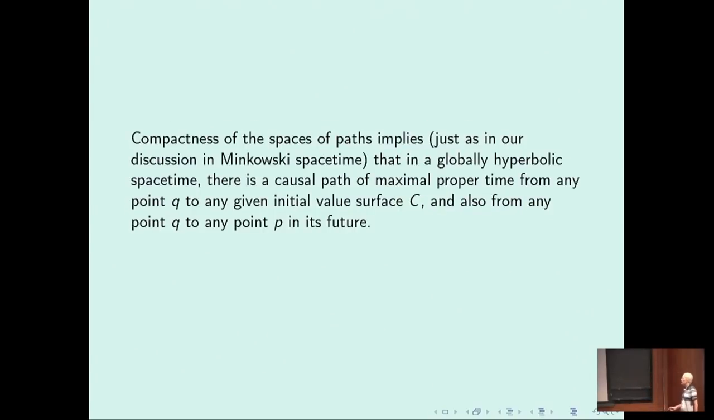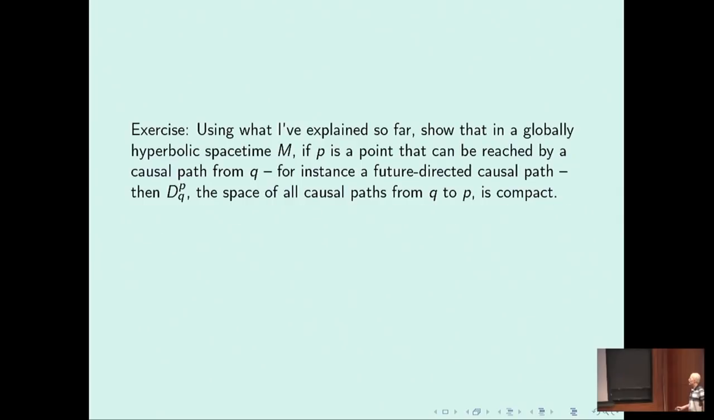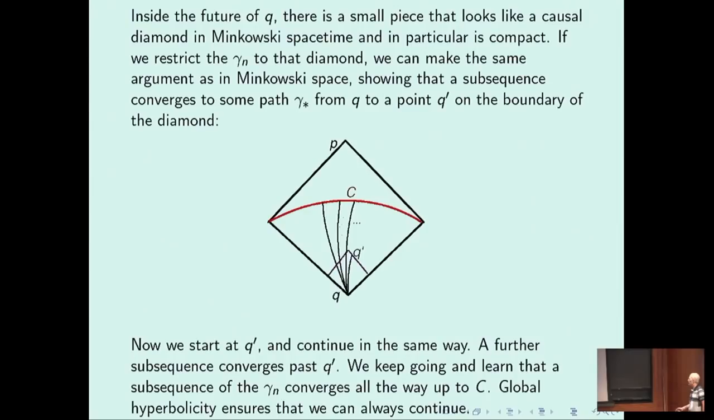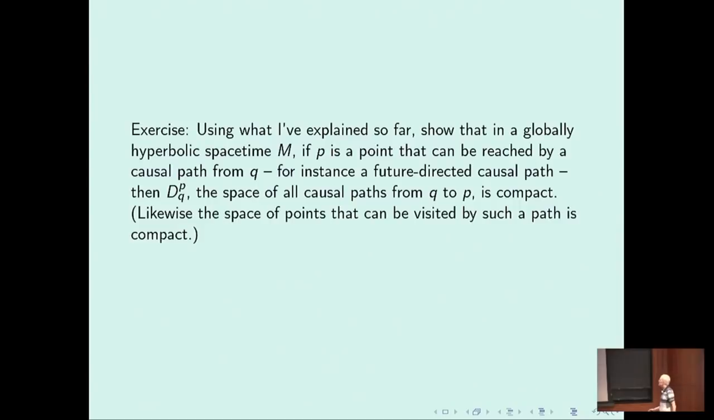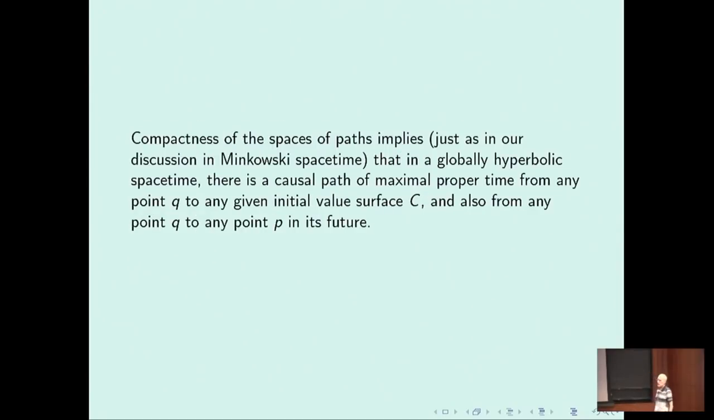Now compactness, okay, you haven't done this exercise and you may need to think about this argument more. But let's accept that in a globally hyperbolic spacetime, which means a spacetime where you can predict the future from the past so that nothing is missing, that spaces of causal paths are compact. Well, if so, it means that there's a causal path of maximal proper time from any point Q to any given initial value surface C, and also to any other point P in its future.